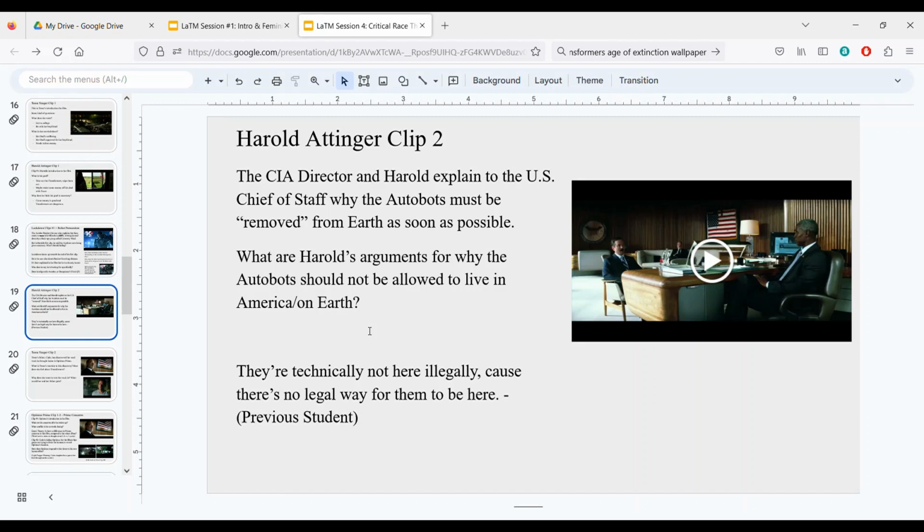Yeah, there's that, and then he even says they're here illegally. Interestingly, when I did this class a while ago, someone brought up the fact that they're not even technically here illegally because there's no way for them to be here legally, since there's no way for them to become U.S. citizens. So I guess there's some law that states you can't be considered an illegal immigrant or an illegal alien unless there's some way you can legally become a citizen of the country. So that was kind of interesting.